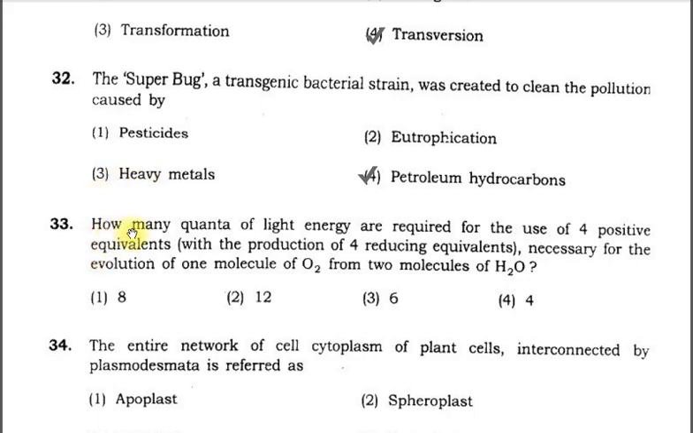Question number 33. Again, it involves some figures, so you have to listen carefully. How many quanta of light energy are required for the use of 4 positive equivalents with the production of 4 reducing equivalents necessary for the evolution of 1 molecule of oxygen from 2 molecules of H2O, that means water? The options are 8, 12, 6 and 4. Out of this, the correct one is the option number 1, which is the 8.